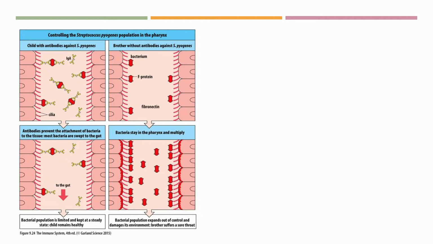the bacteria can stay in the pharynx and multiply and attach to the epithelial surfaces, and that bacterial population will expand out of control and cause damage to its environment, so the brother will suffer with a sore throat.